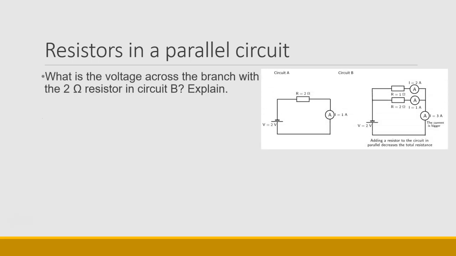And what is going to be the voltage across the branch with a 2 ohm resistor? Well, recall that it is still going to be 2 volts because in a parallel circuit, Vt equals V1 equals V2. Remember that the strength of the resistors doesn't make a difference. The voltage across each branch will be the same as the total voltage of the cell.